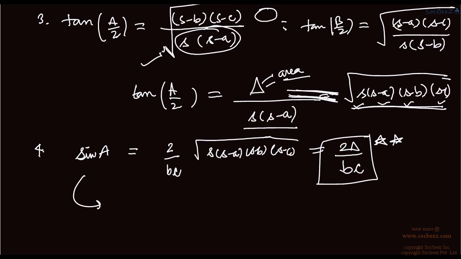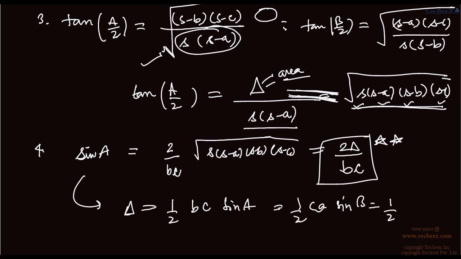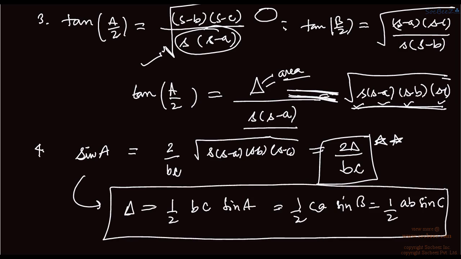So from this, you can say delta is half BC sine A. Similarly, half CA sine B or half AB sine C. This is the most important formula. The area delta can be calculated if you are given two sides and the included angle: BC and A, CA and B, AB and C. Then you can calculate the area of the triangle easily, because half BC sine A is just half BC sine A.